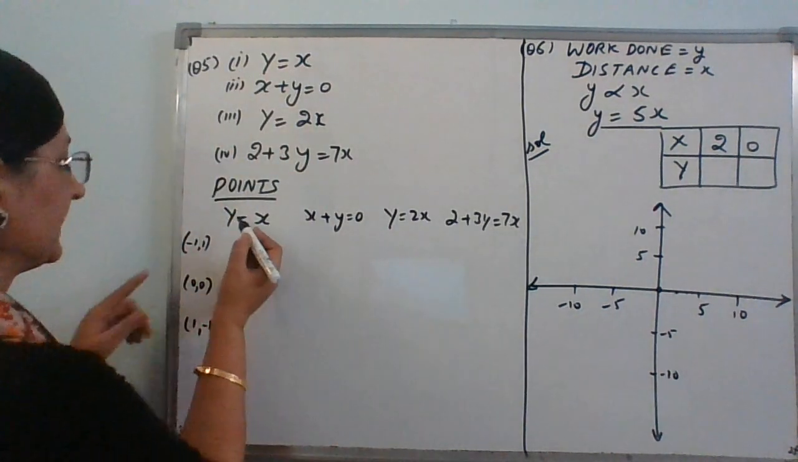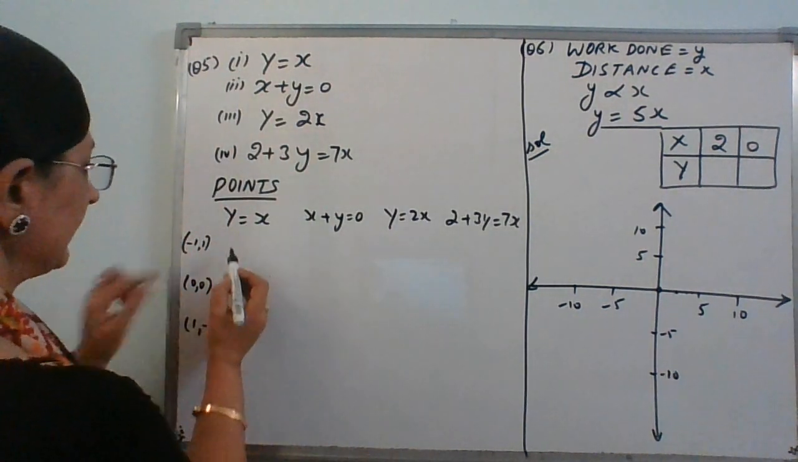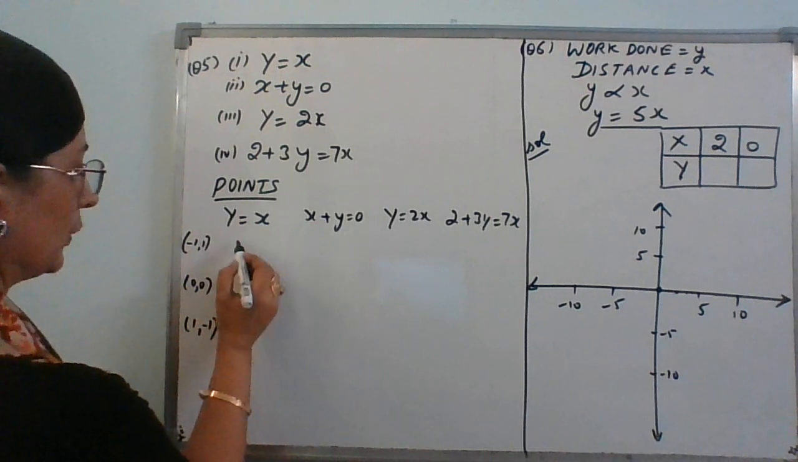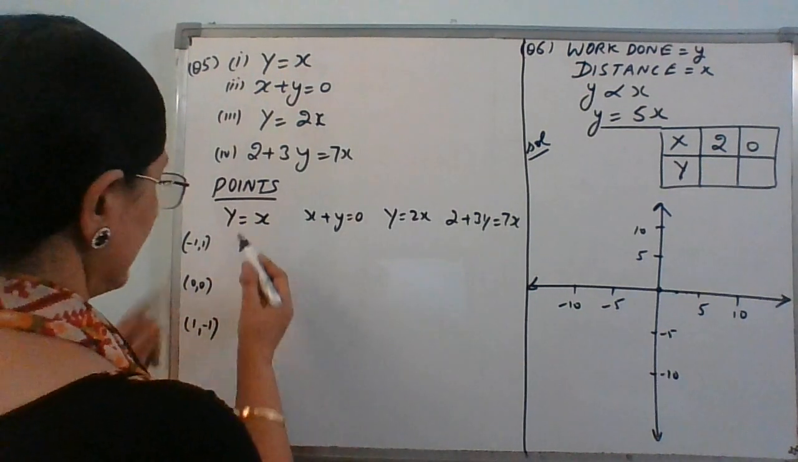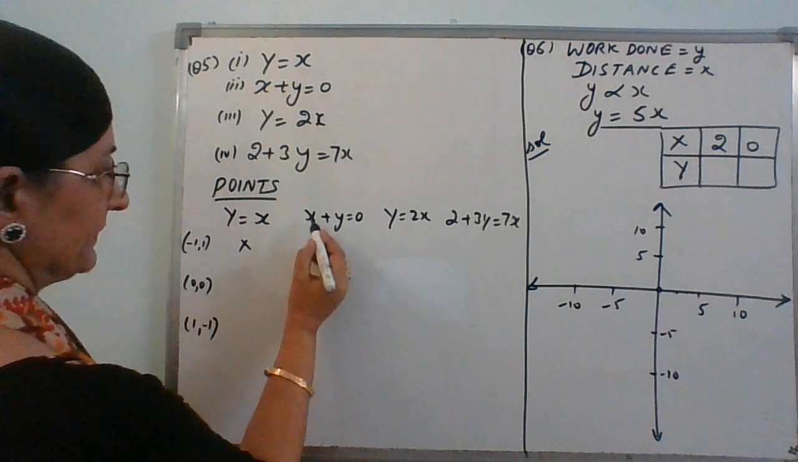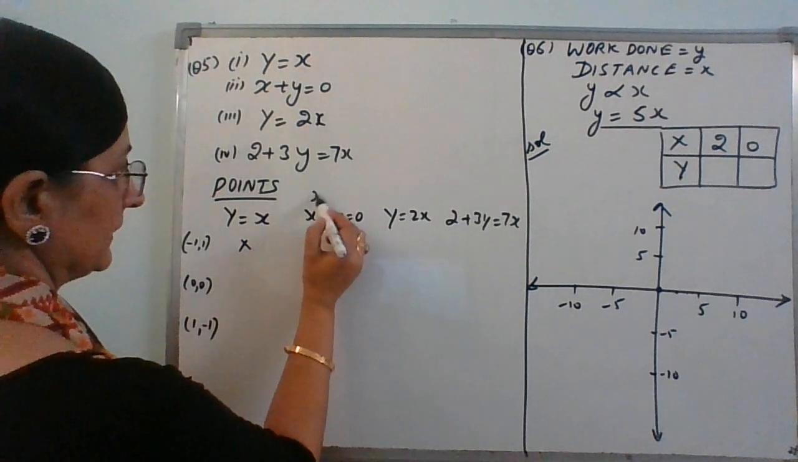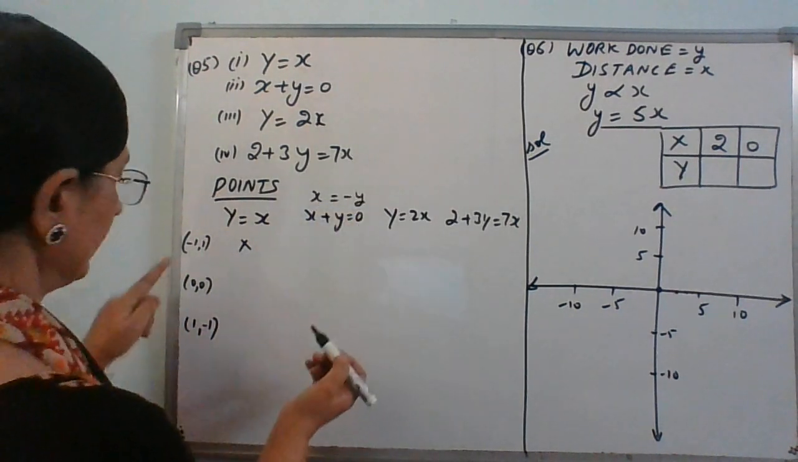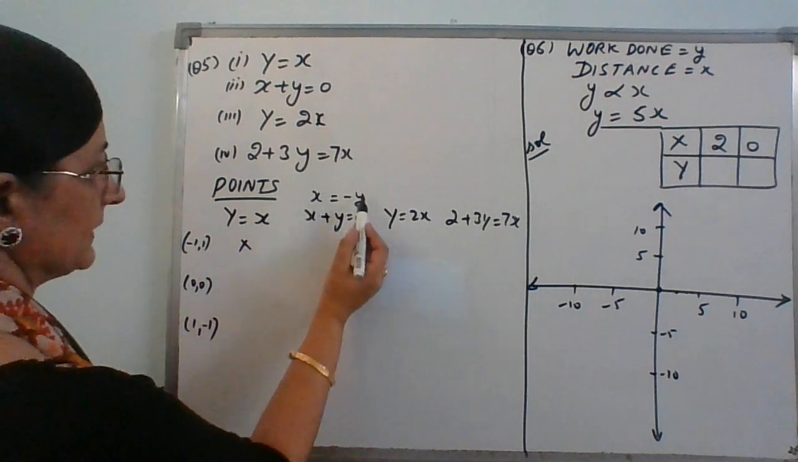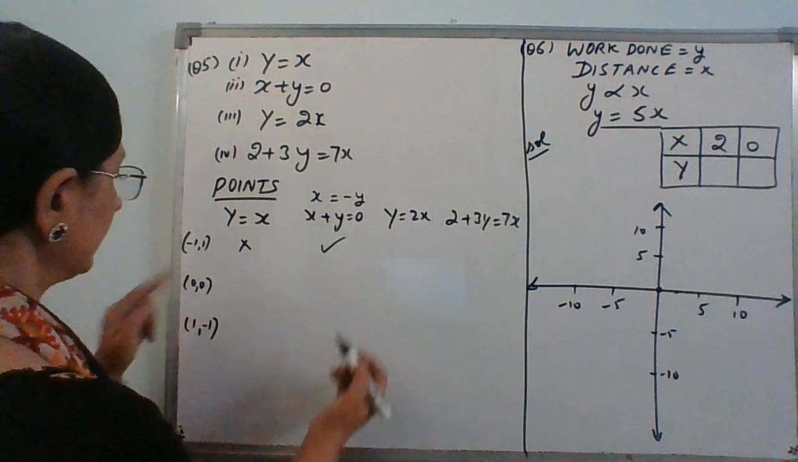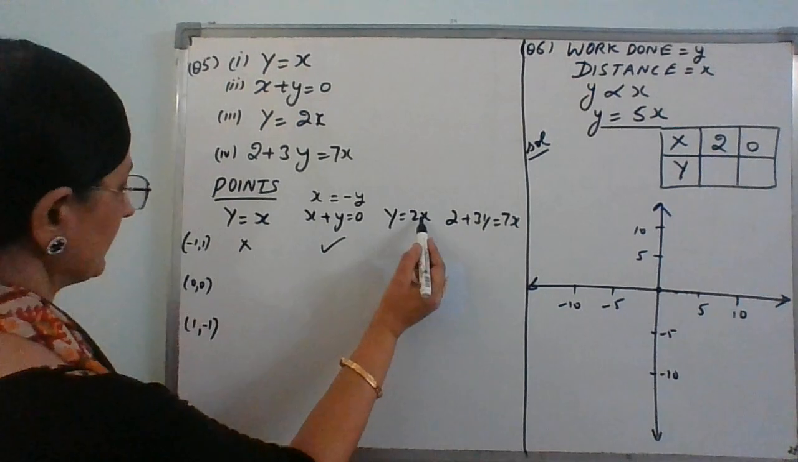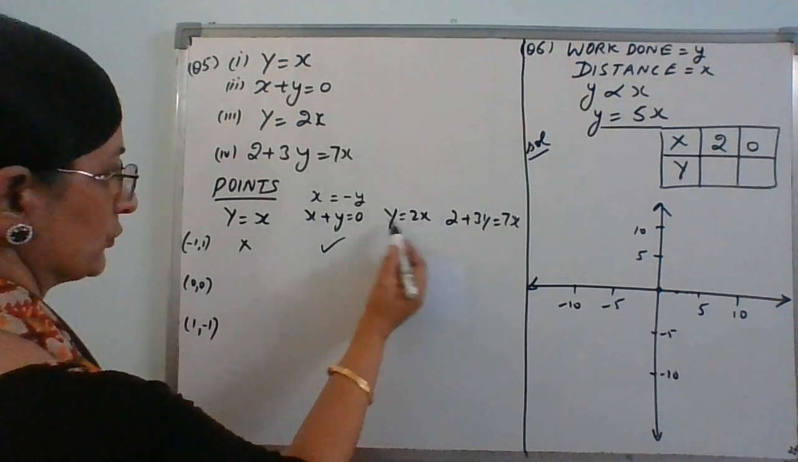Let us check here. Now, will this be equal when I put x as minus 1 and y as 1? No, cross. This will not be satisfied. Here, this one can be written as x equals minus y also, right? So when I substitute here minus 1, here plus 1, it is going to be satisfied. Here, if I put minus 1, right, I'll get 2, minus 2, not 1.